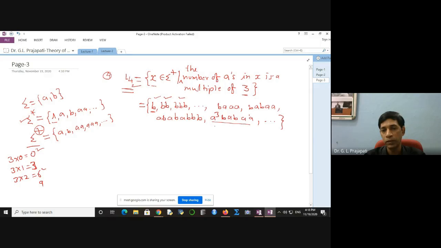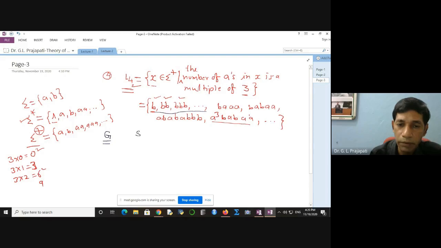There is no restriction in this case. Only you need to remember that any sentence of this language has a number of A's which is a multiple of 3. So the number of A's in X is a multiple of 3. You need to observe this. So how can you write the grammar for this language? We need to write the grammar for the language L4. So how to ensure that your grammar rules generate this kind of string? Only B's.